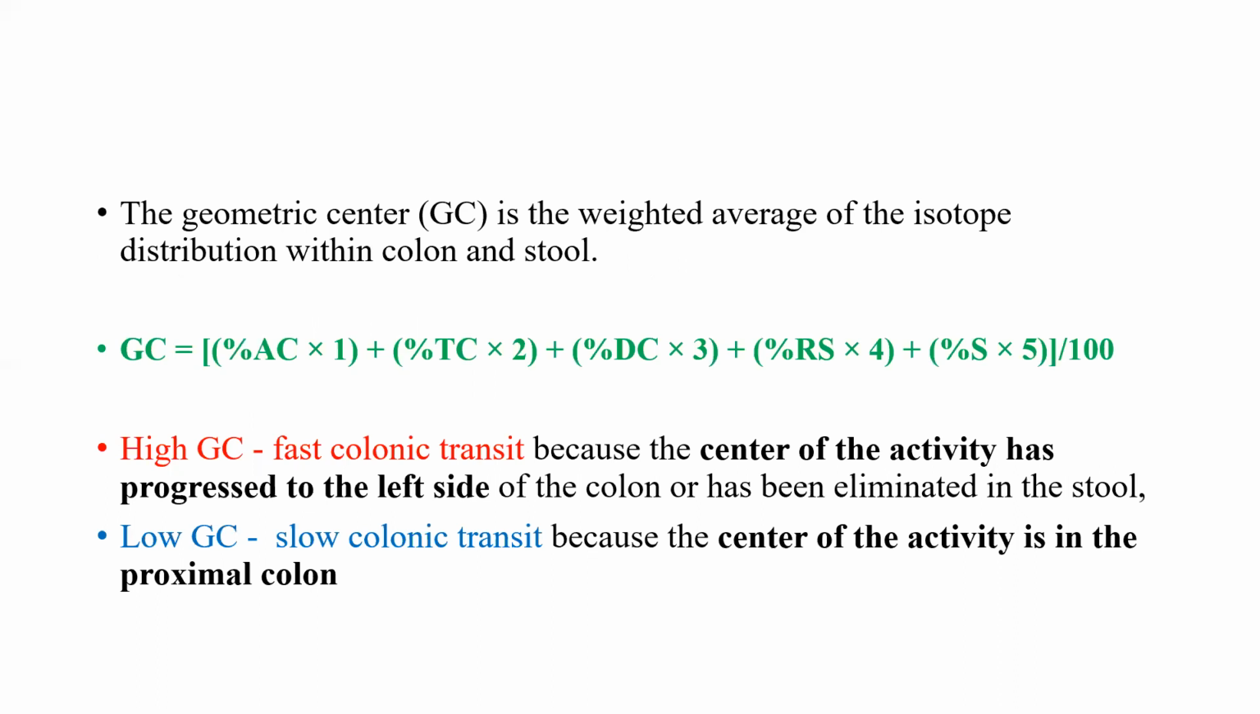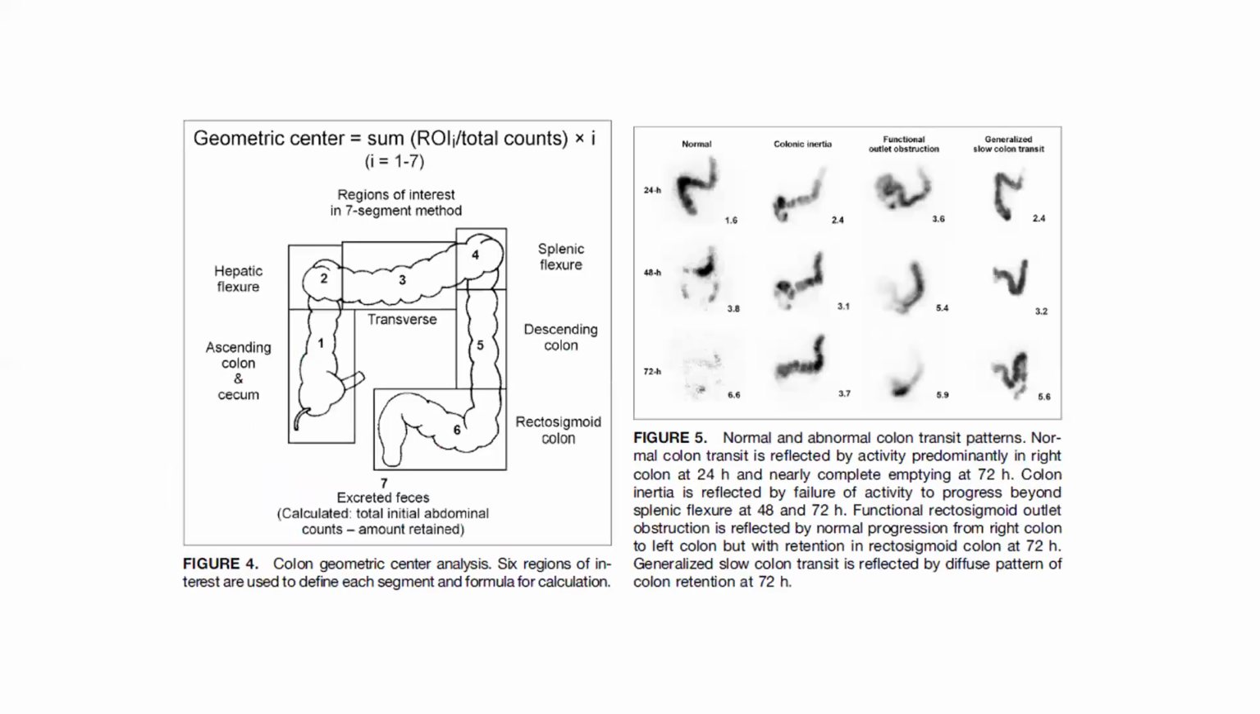Geometric center, in fact, is a mode of calculation based on the amount of isotope distribution in the colon. High GC indicates fast colonic transit because the center of the activity has moved to the left. Low GC indicates slow colonic transit because the center of the activity is more on the proximal colon. So this is how they divide the colon into segments for study.